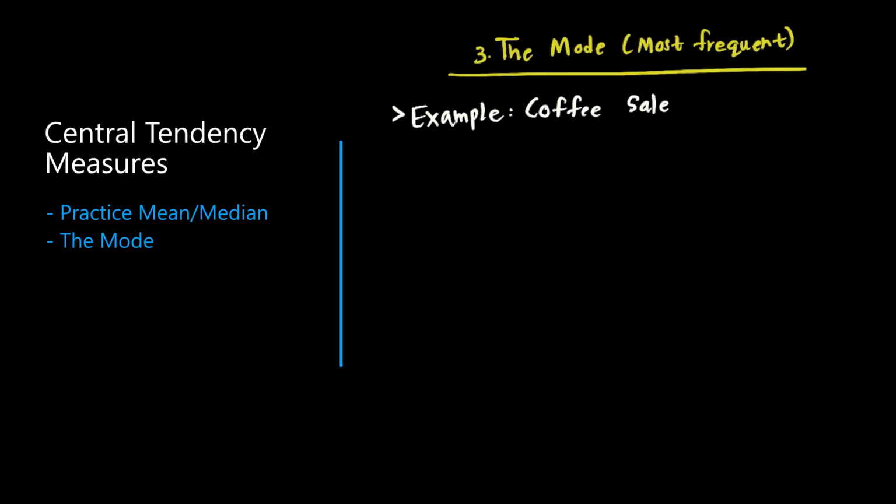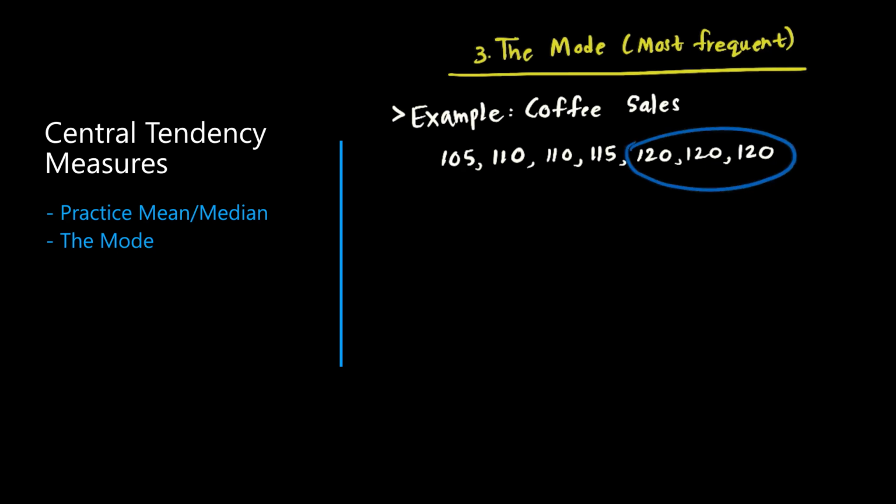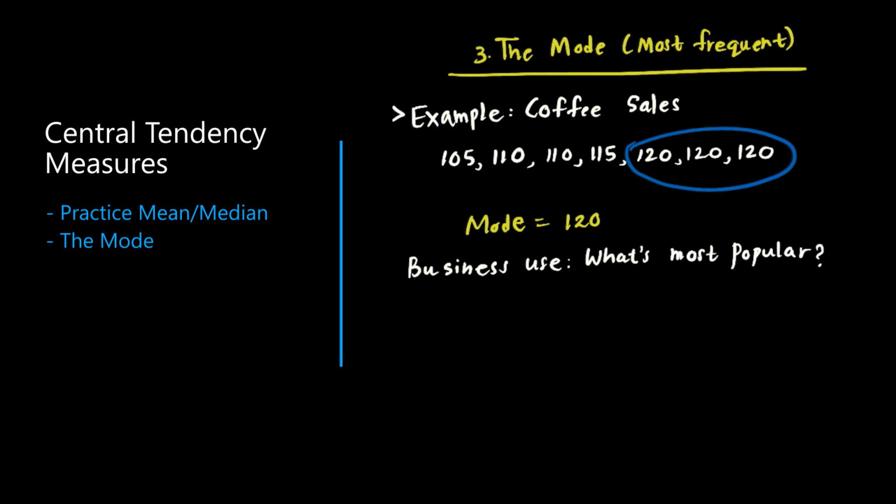Let's look at daily coffee sales at a local cafe for a week. 105 cups, 110, 110, 115, 120, 120, and 120. The number 120 appears 3 times, more than any other number, so the mode is 120. A dataset can have more than one mode. If 110 had also appeared 3 times, the dataset would be bimodal, with modes of 110 and 120.